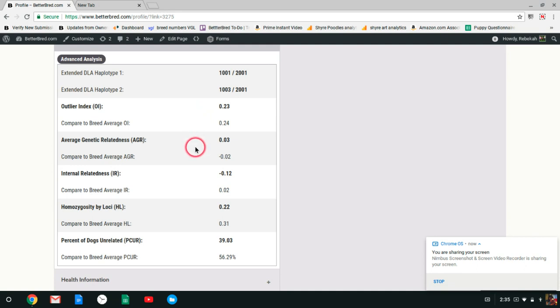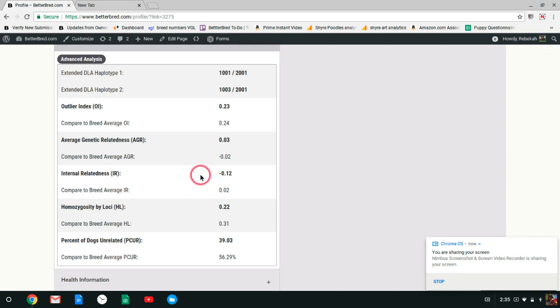Okay, so the next thing, AGR, tells you how closely related the dog is to other dogs in our database. What I say is the lower you get, the more breeding mates you have, because your dog will be less related to other dogs in our database, so you get more options. He is a bit more related to other dogs in our database than is typical for our breed, so he will be related to more dogs than is typical for our breed. You'll see that down here.